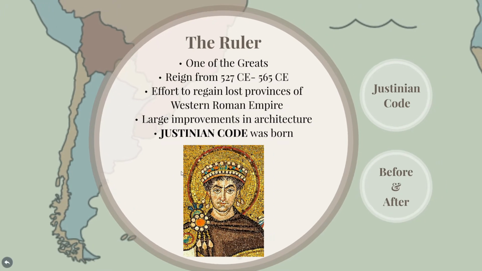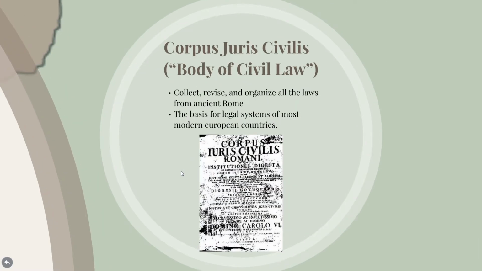The Justinian Code was created by a group of men that collected, revised, and organized all of the laws from ancient Rome. Sometimes they just modified or adjusted, and sometimes they completely threw out. But regardless, it was a document of laws. It translates from Corpus Juris Civilis to body of civil law. It was and still is the basis for legal systems of most modern European countries.